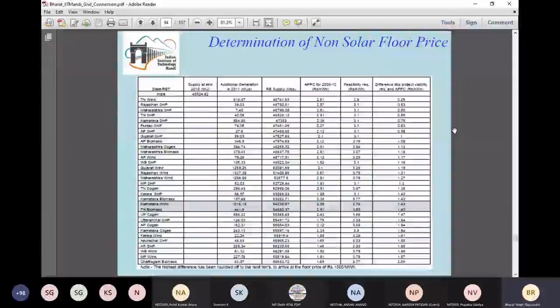So it means every source which is going to get the floor price of 1.43 is going to make a profit, and a good profit. And hence, this is how we are deciding the floor price.